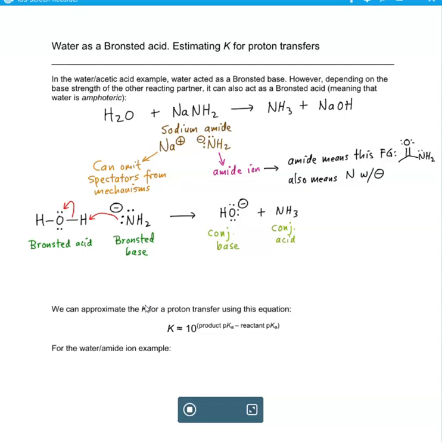Now let's assess which side of this reaction is favored at equilibrium. To do that, we need pKa values. So pause the video and think about what are the pKa values we need. For which chemicals in this reaction do we need pKa values?